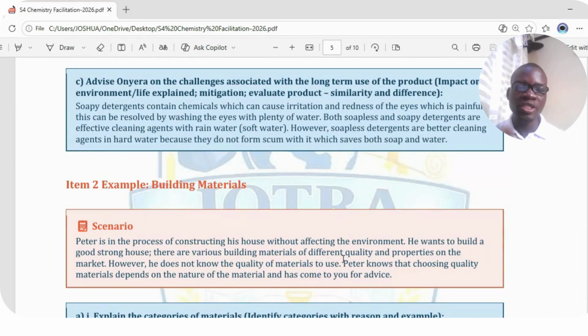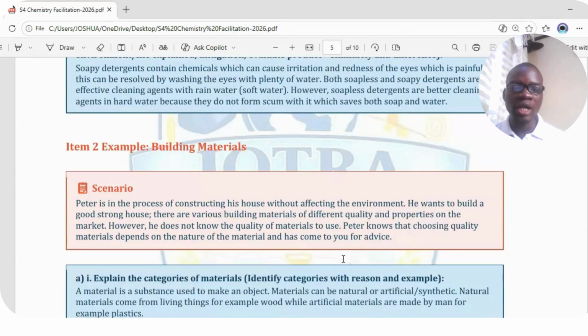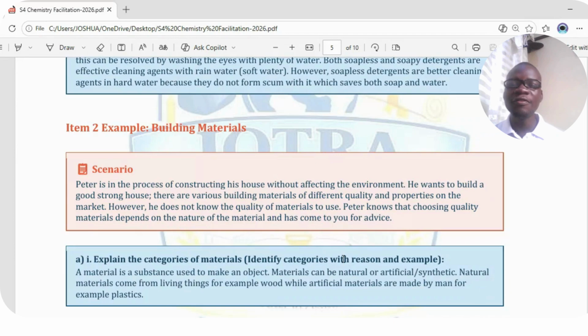The question is about using materials. How are you going to handle this question? So, I told you we have the areas of assessment, we have the categories, suitability, and then advice. Now, this part they are telling, explain the categories of materials. How are you going to answer here? Just know this part A is coming from the area of assessment, which is category. How are you going to do it? Identify the categories with the reason and then example.